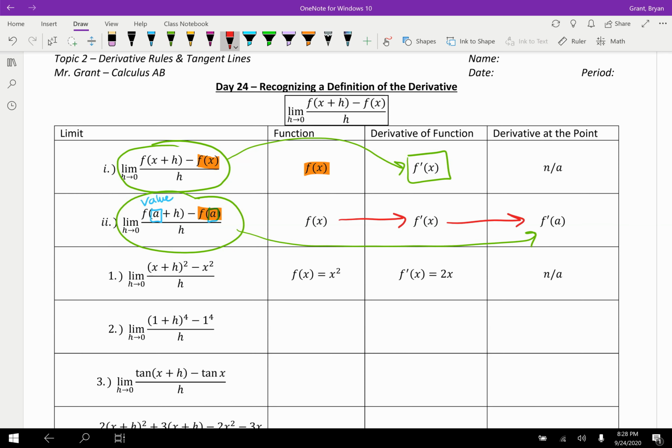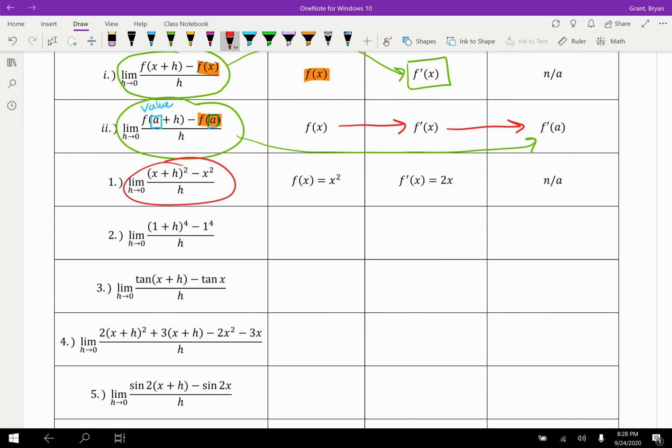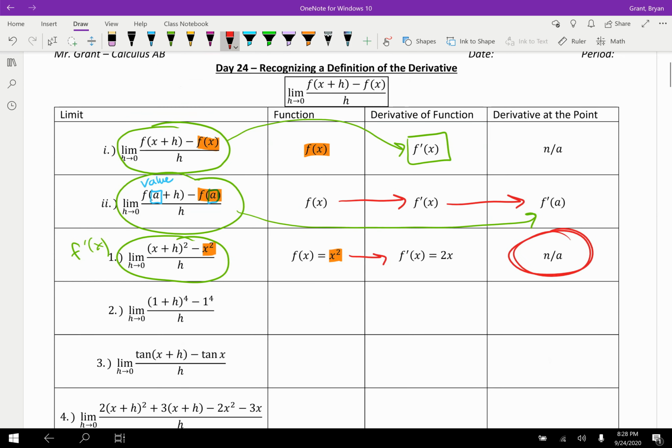So what does this look like in application? Well, let's take a look at this limit down here. This limit fits the form of f of x plus h minus f of x divided by h. And we need to be able to recognize that the function at the end is x squared. And this limit is really asking us to find what is f prime of x. Well, I'm not going to use the limit to do that. I know how to find the derivative of x squared. The derivative of x squared is just 2x, and so we're done. Notice that x is plugged in, so we don't need to use this last column. We're not finding the derivative at a point here.